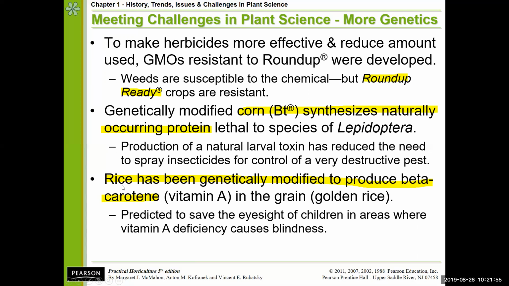The idea of genetically engineered rice that produces beta carotene, vitamin A, the golden rice that we're going to give to areas where children's eyesight has been affected by a deficiency in vitamin A. That's a great thing, right? But at the same time, couldn't they just use other traditional foods that have vitamin A in them? So it's a lot more than just black or white, right? We've got to look at the gray area in meeting these challenges in plant science. So on that note, we're out of time.